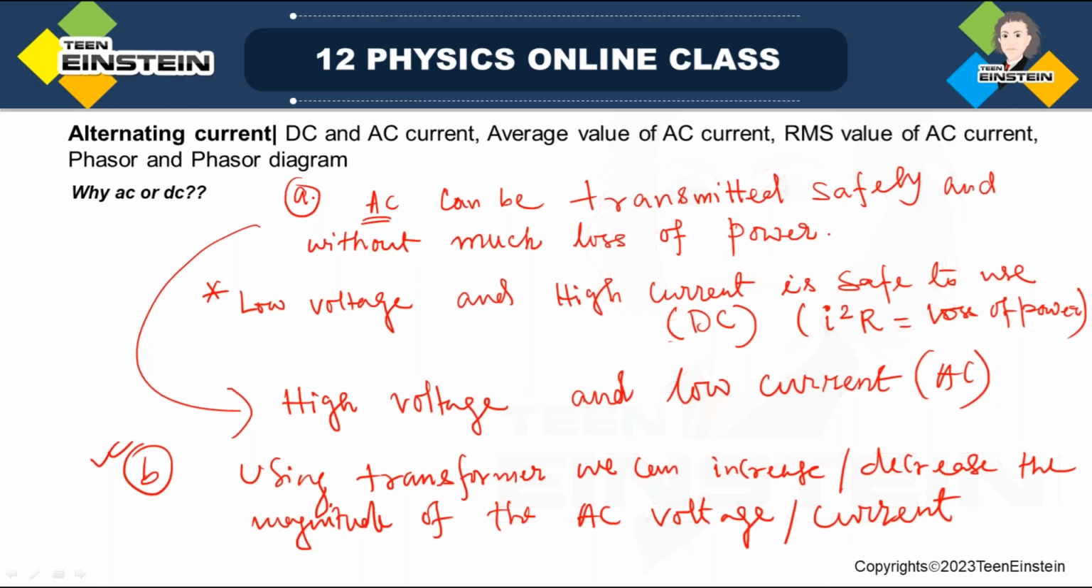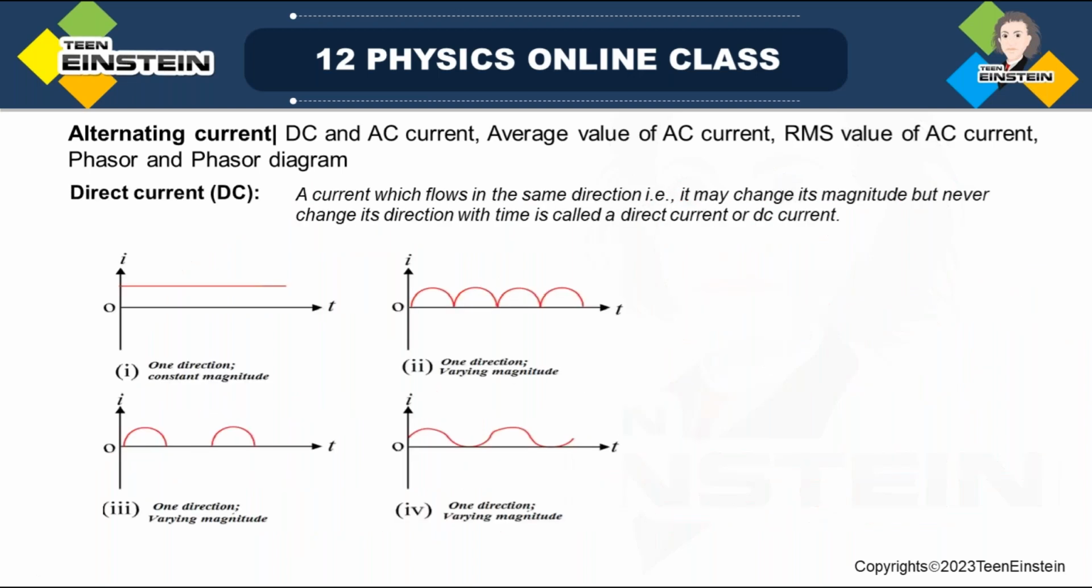Like all electrical devices in home appliances, laboratories, or industry, everywhere AC, alternating current, is being used. Now we'll just learn about DC and AC current. How do we define, how to recognize which signal or which current is DC, or what exactly we mean by DC or AC.